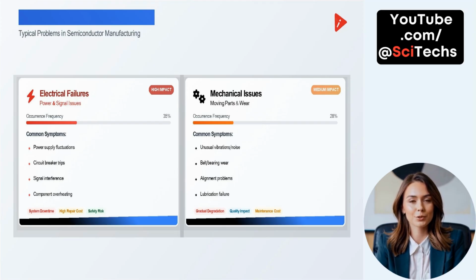These problems lead to gradual degradation, quality impact, and increased maintenance cost. Mechanical issues occur slightly less frequently, at about 28%, but they still require regular monitoring and preventive maintenance. Understanding both categories is essential for ensuring reliable, efficient semiconductor production.